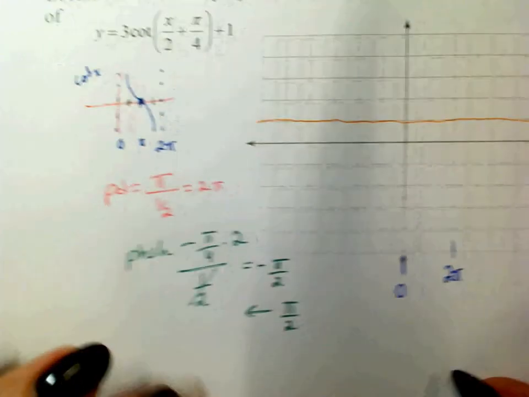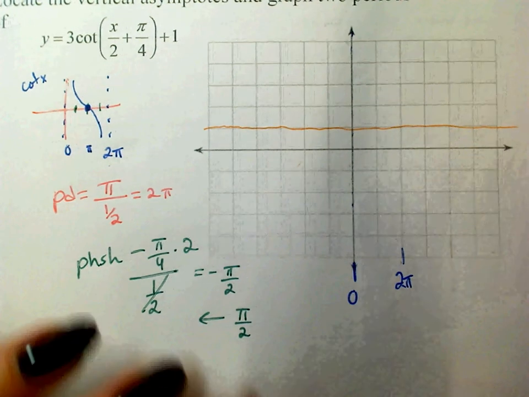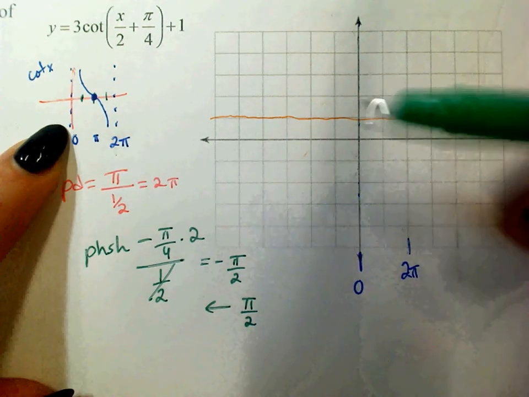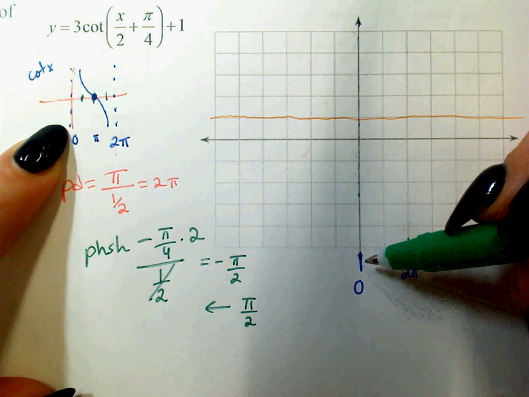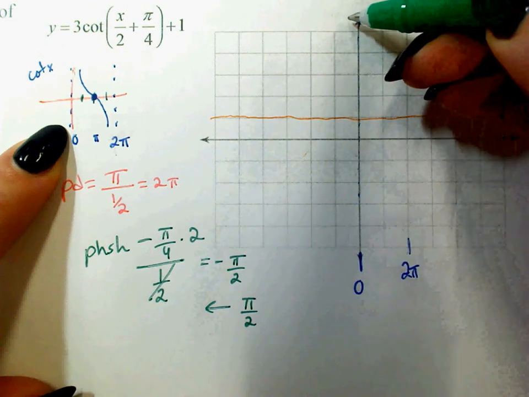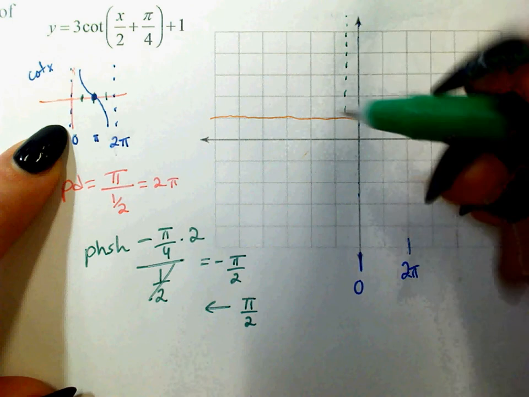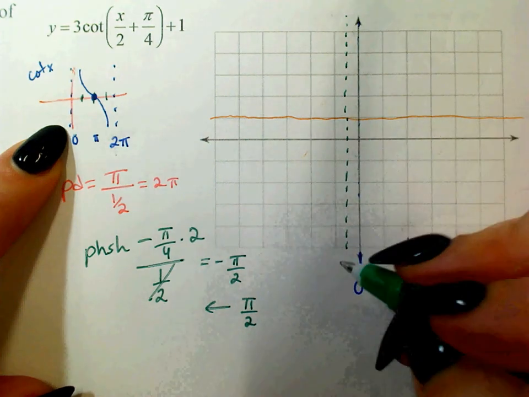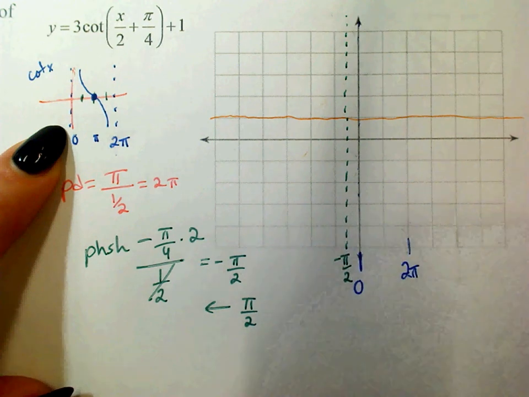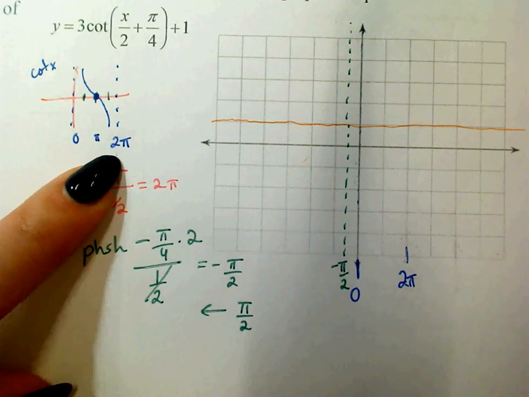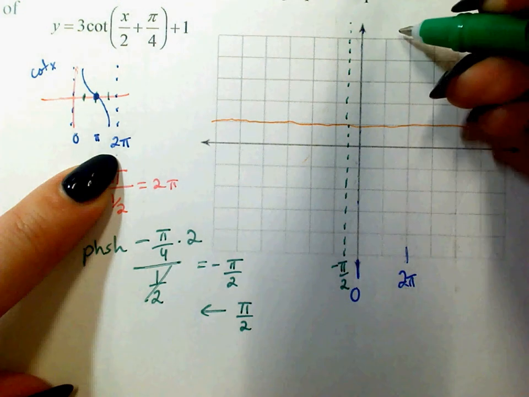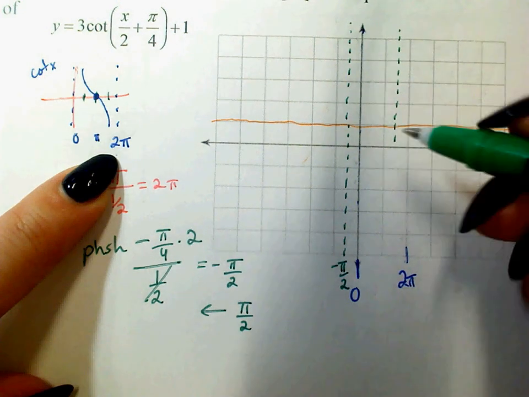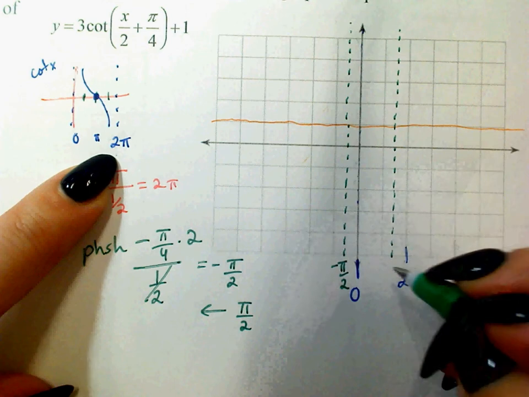Normally my vertical asymptote would be at 0. Now it's going to be 1/2 a tick mark over at what? Negative 1/2 pi. Can you tell me where my second vertical asymptote is going to be? What's half pi over from 2 pi? Yeah, 3 pi over 2. So the other vertical asymptote is at 3 pi over 2. It probably would be easier to use one tick mark on this, but I will.